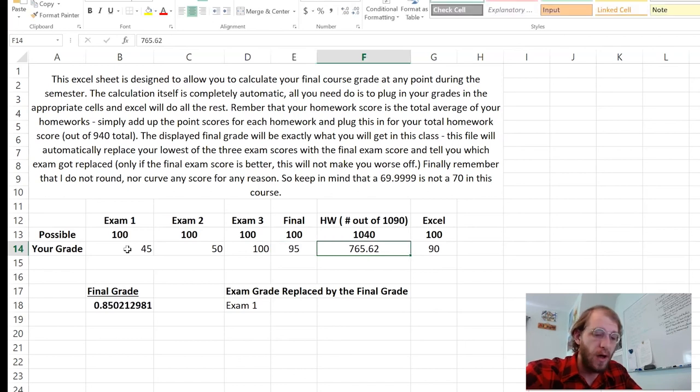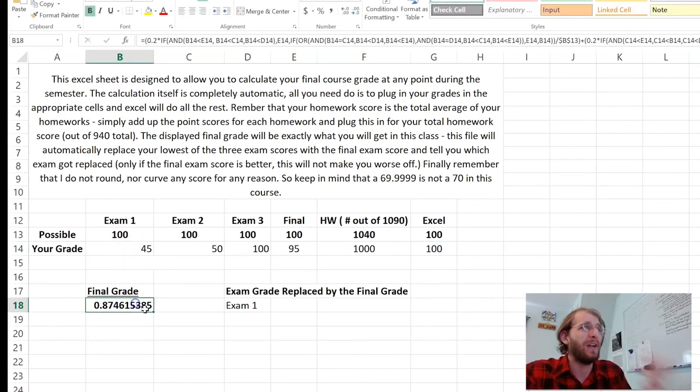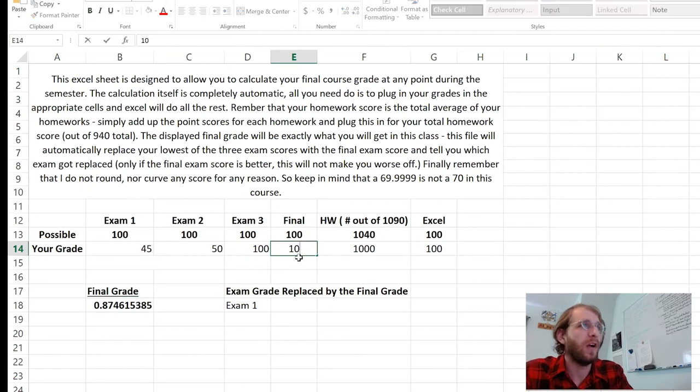195. She had done all her homeworks, so she basically got 100 on the homeworks, and she got 100 on the Excel. And notice that that's basically an A. She got an A, so I have forgotten exactly what these first two exam scores were. But maybe if I give her 100 here. Right? Oh, that's almost an A. Let's give her a 55 here.